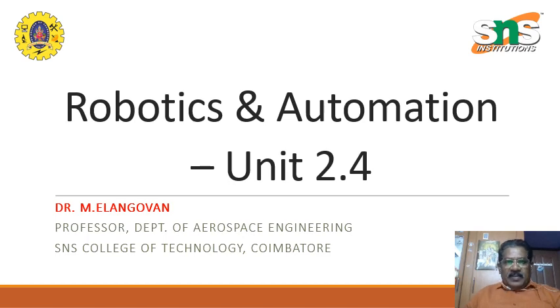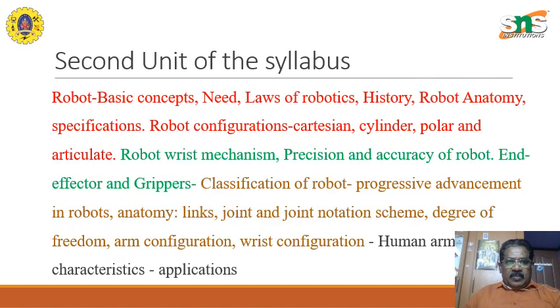Today we will continue with the second unit of robotics and automation. This is the fourth video under the second unit. As is customary, we show the syllabus, and here we are going to look at more about the grippers and joint notations, etc.